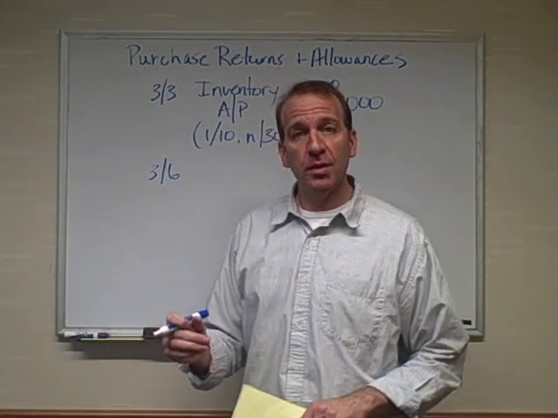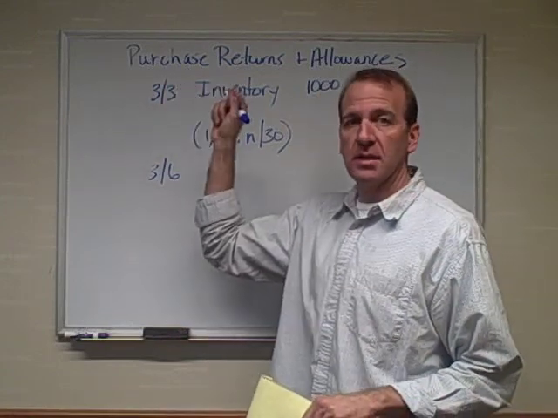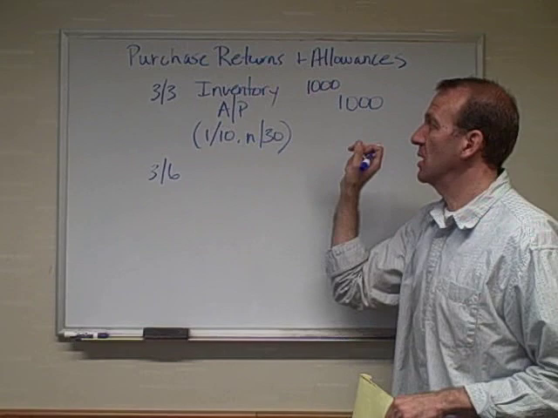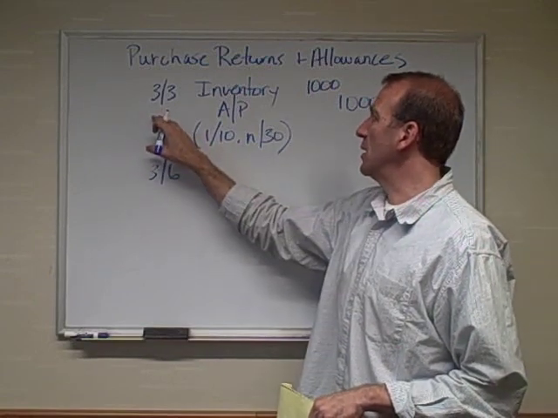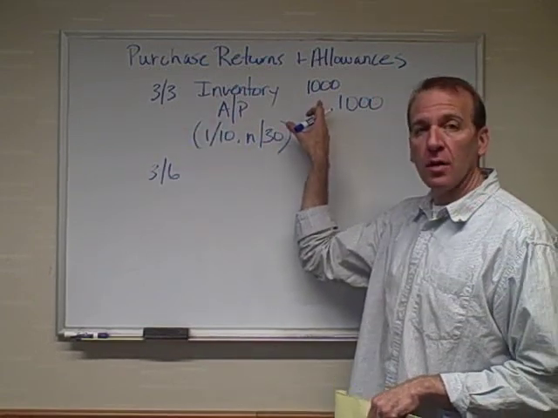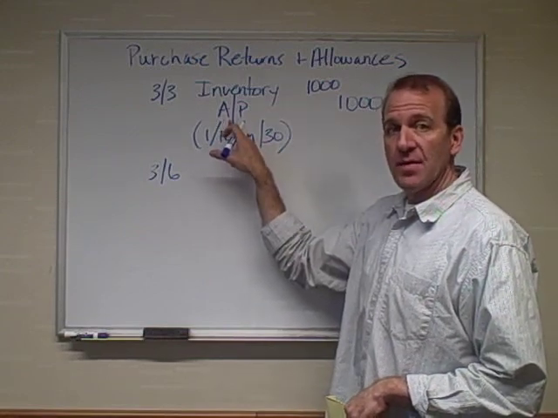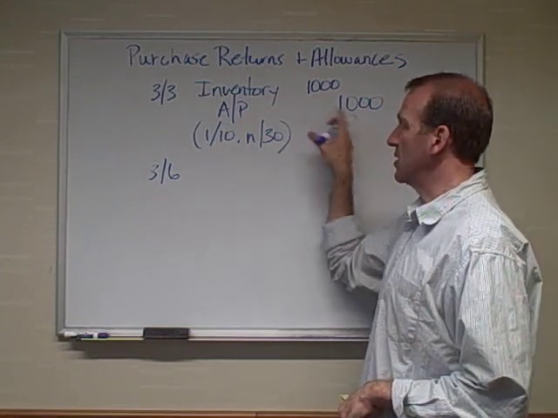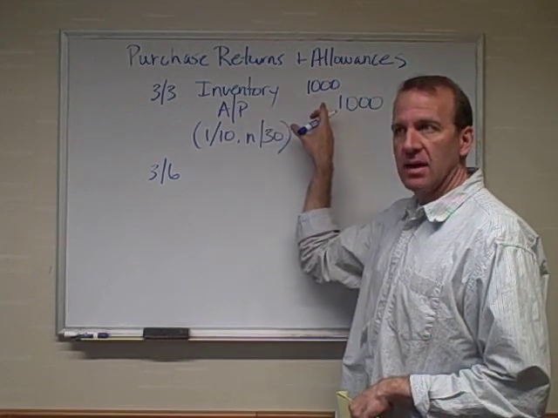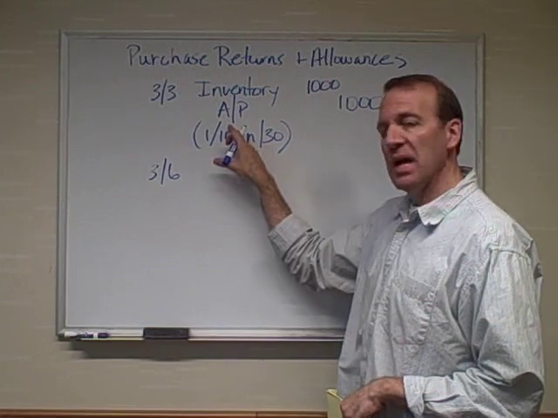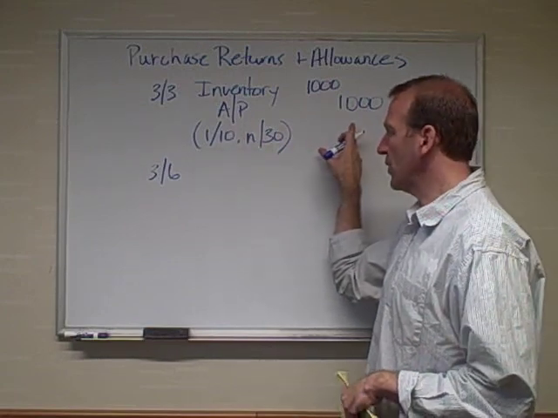Okay, let's continue on with inventory and purchases. We're purchasing here, and we're going to look at purchase returns and allowances. So on March 3rd, we purchased $1,000 worth of inventory. We did it on credit, so we have an accounts payable, a liability. Inventory is the asset, and assets increase with a debit. Accounts payable is a liability, and it increases with a credit.